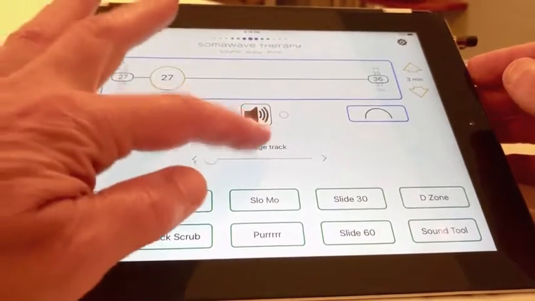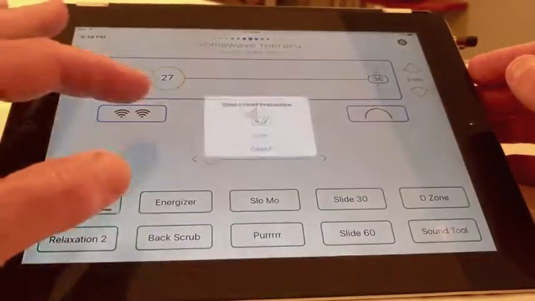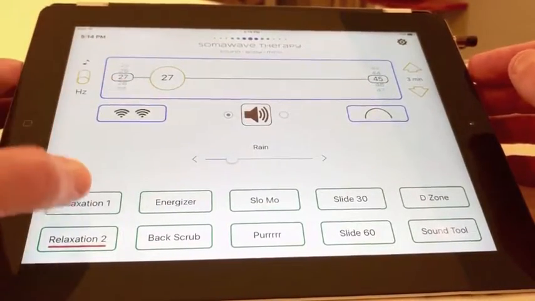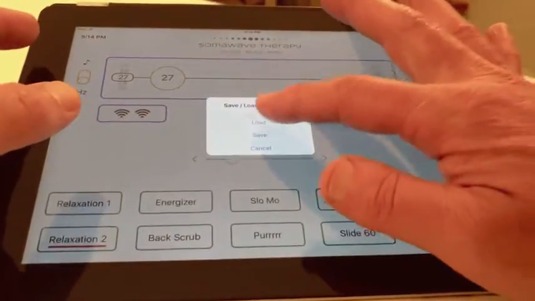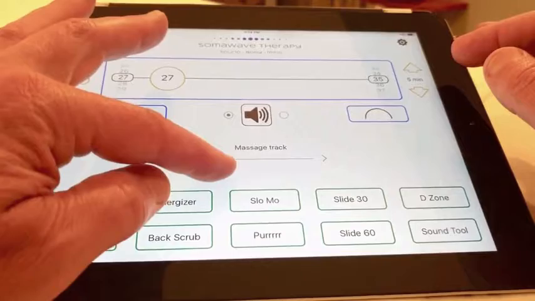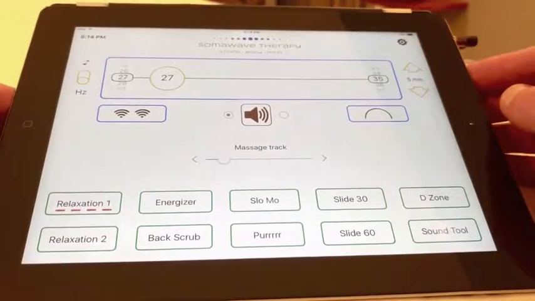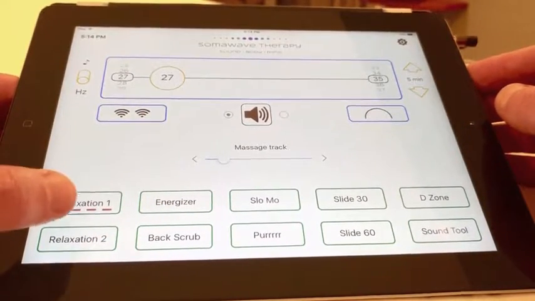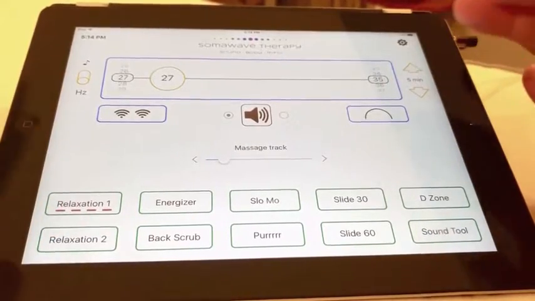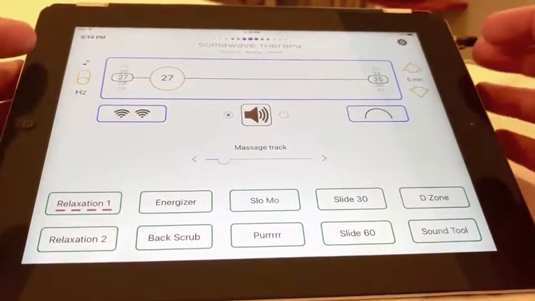Also, the song or the track might be different. I have rain here on one and a massage track. I have the volume down because I just happened to turn it down. So that's the basic idea with the sweep: gently moving from a low point to a high point.